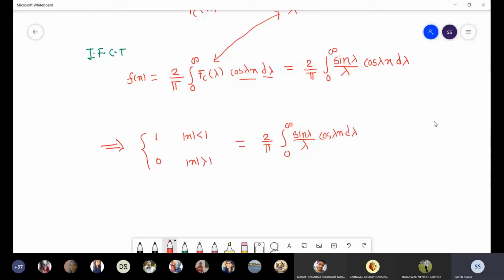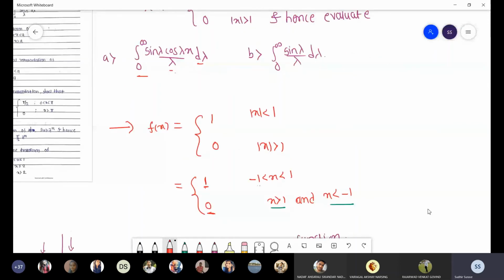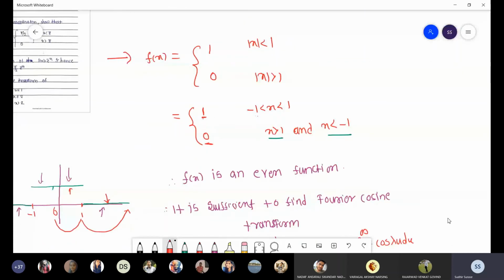The first question is finding or evaluating this integral, integral 0 to infinity sine lambda divided by lambda cos lambda x d lambda. That we got. We just have to multiply 2 upon pi to the left hand side. And the second question is to evaluate this integral 0 to infinity sine lambda divided by lambda d lambda. Okay, so let us solve the first question. Sine lambda cos lambda x divided by lambda.